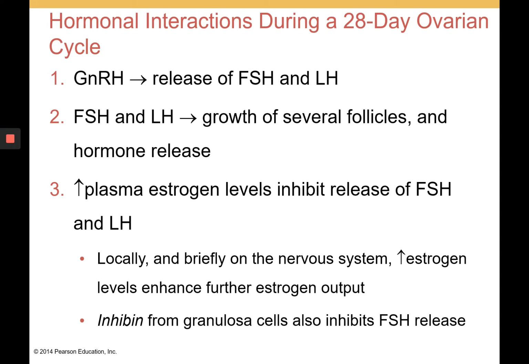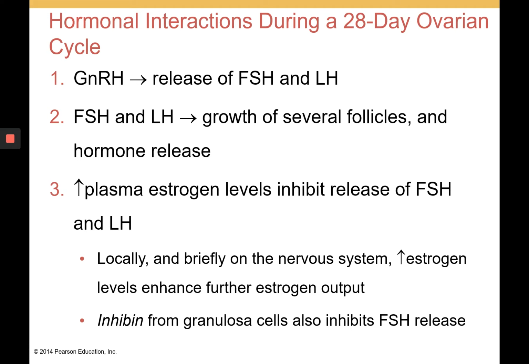First, they cause the growth of several follicles, and it's follicular cells that actually start to release hormones, and that's why they're able to cause the release of ovarian hormones. And it's this increase in plasma estrogen levels that inhibits the release of follicle-stimulating hormone and luteinizing hormone. So there is a negative feedback after we do get ovarian hormone release.